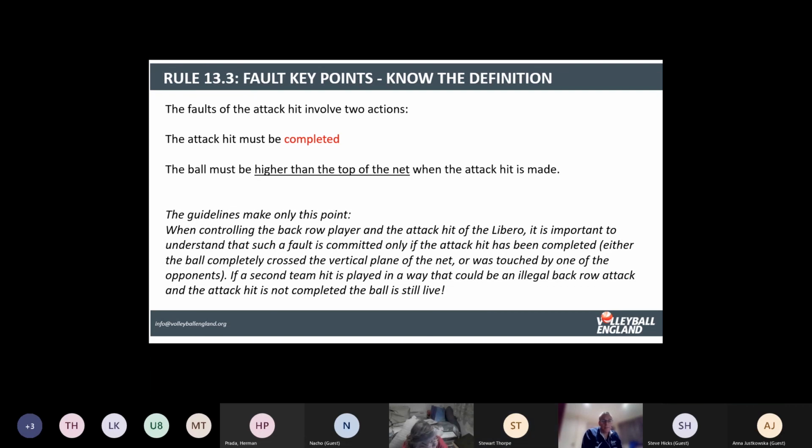Know the definition, okay? So it involves two actions. The attack hit must be completed. The ball must be higher than the top of the net when the attack hit is made.